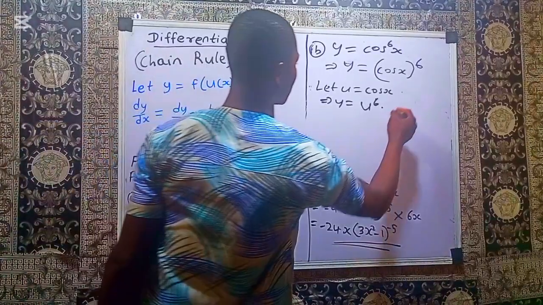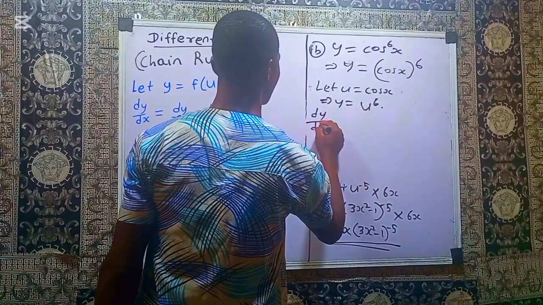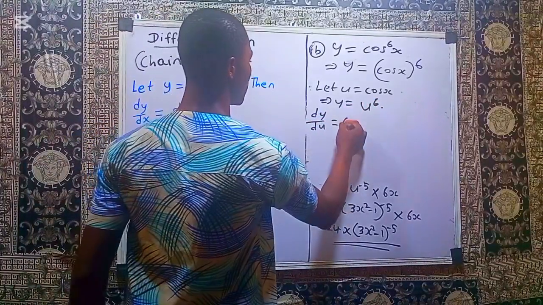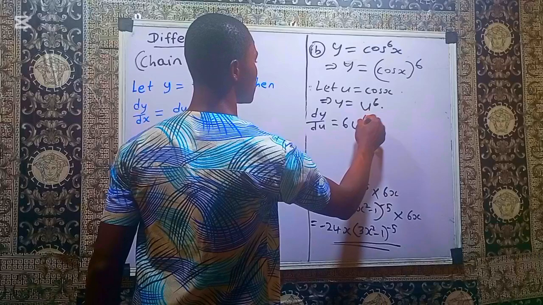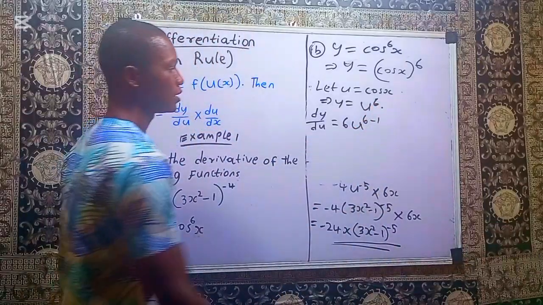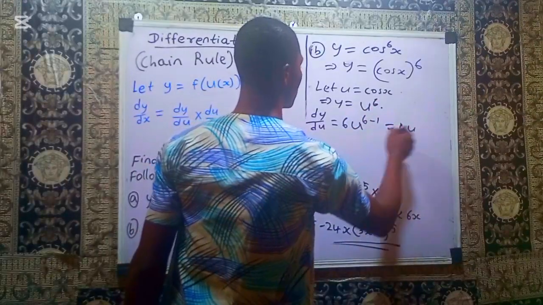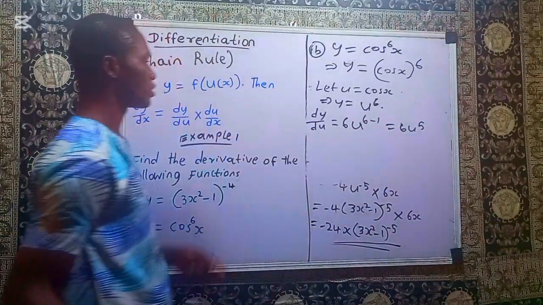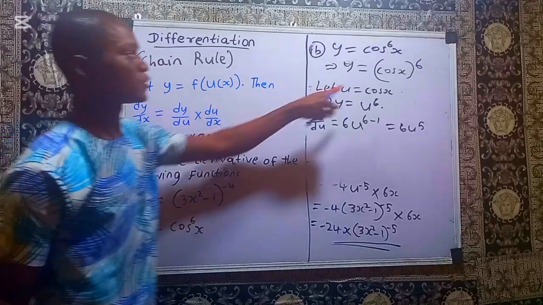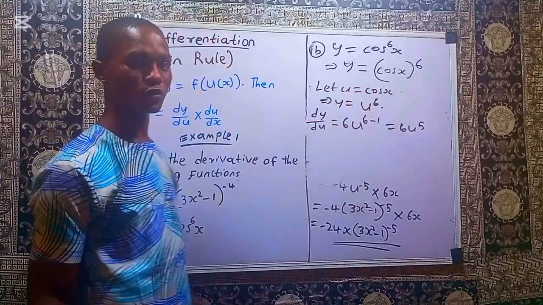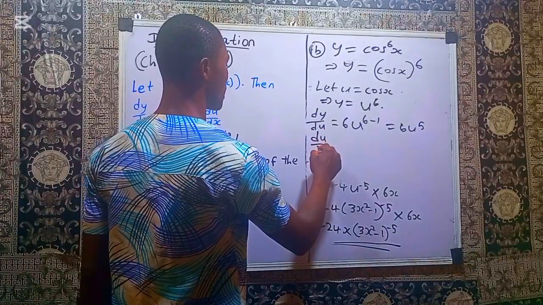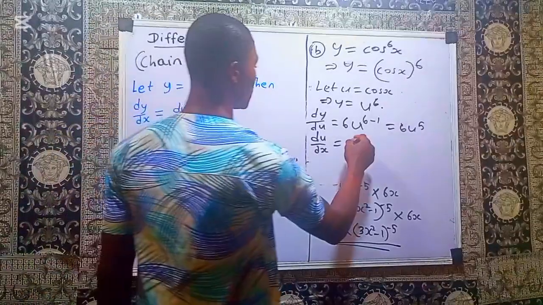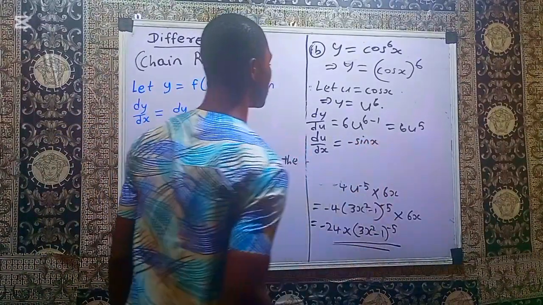So dy/du will be equal to, if you differentiate y with respect to u, what's the index of u? 6. You bring it down, write your u, and subtract 1 from the index. So this will be 6u raised to power 6 minus 1, which is 5. Then according to the formula, we need to differentiate the quantity inside, that's u, with respect to x. So du/dx will be, if you differentiate cosine, you get negative sine.